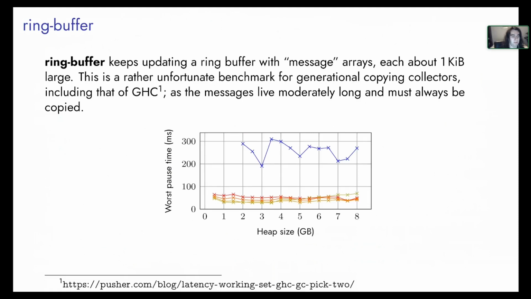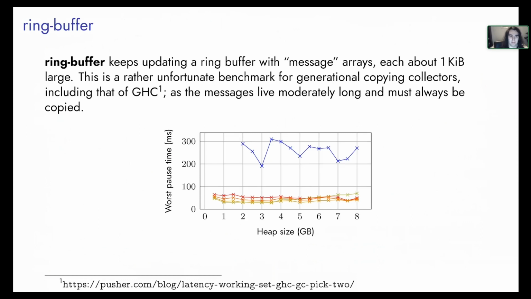Another micro benchmark here is the ring buffer, which is a rather unfortunate benchmark for generational copying collectors because it has a ring buffer with message arrays. Each array is just an unboxed array of bytes with 1 kilobyte of bytes in them. And a copying collector has to just keep copying these. It can't do much better than that.